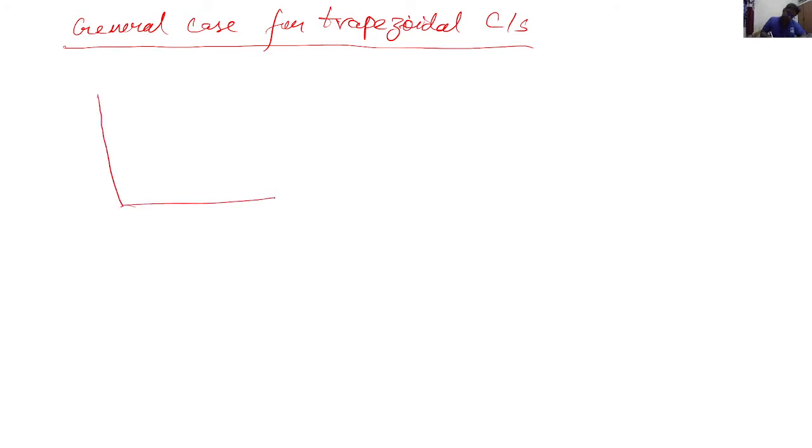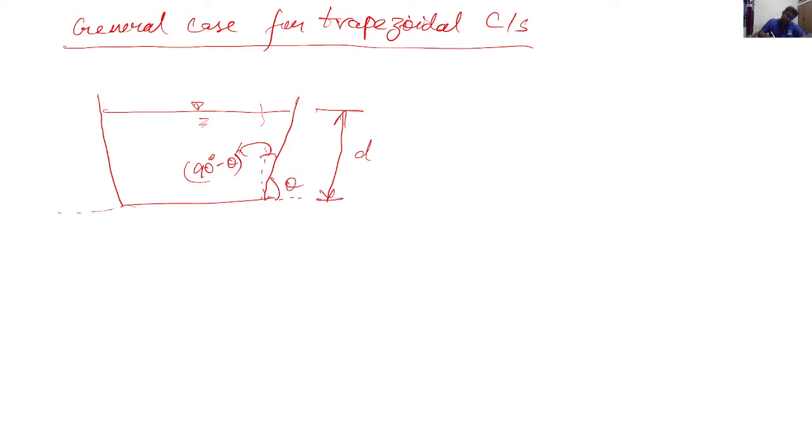So let us suppose the trapezoidal cross section looks like this. It is a free surface level. The depth of the flow we are assuming to be again small d. Let us suppose the subtended angle is theta. So this other angle would be 90 degrees minus theta. Same with this part also, theta. So this would be again 90 degrees minus theta.